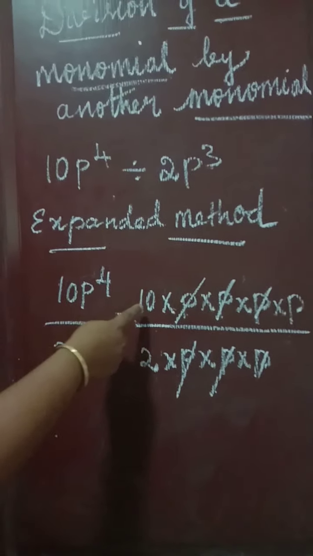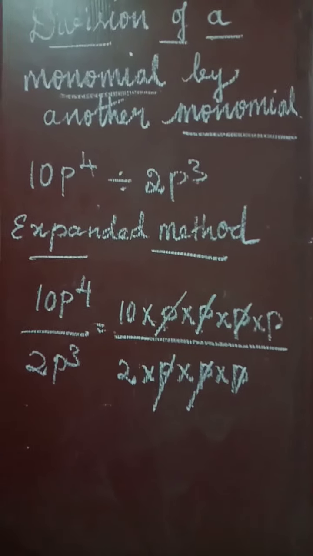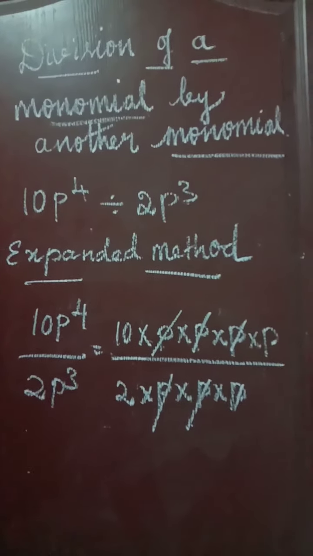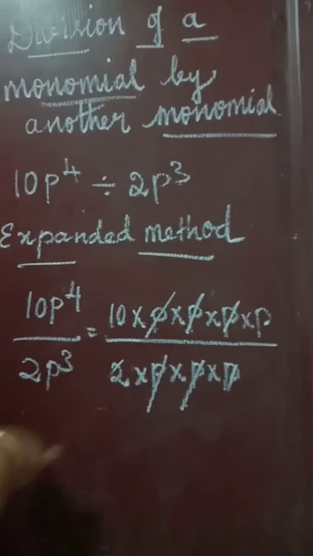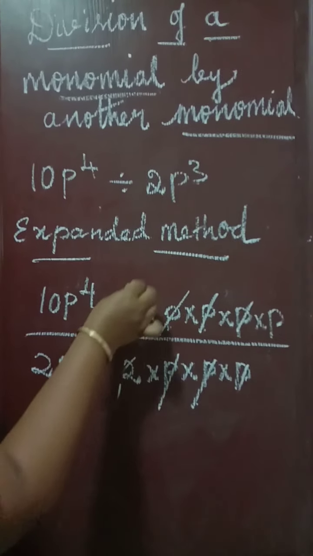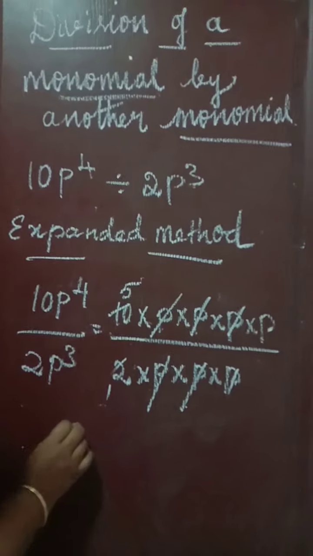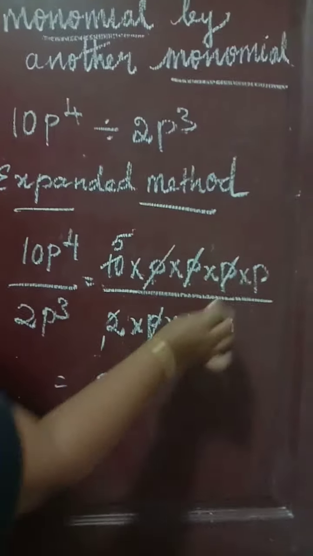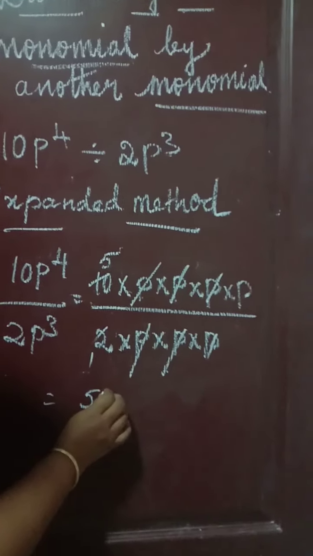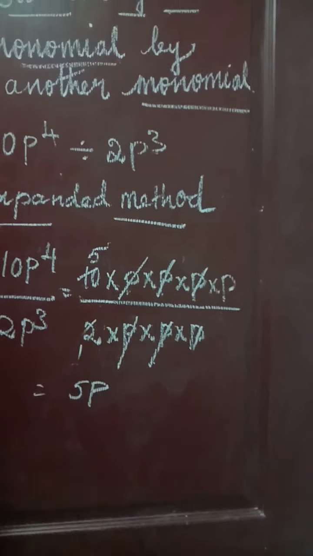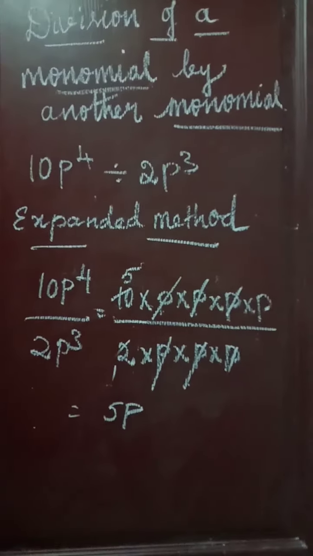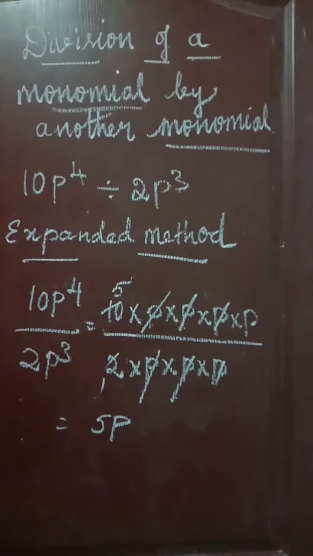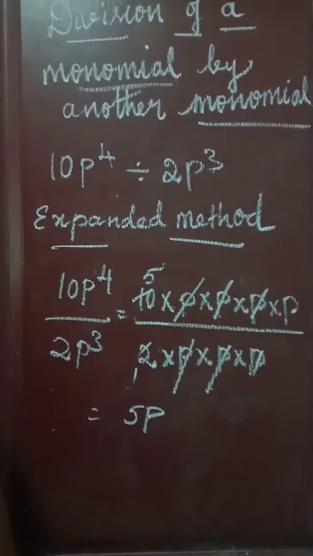So here, listen, 10 divided by 2. How many 2's in 10? Yes, 2 1's are 2, 2 5's are 10. So what is the remaining term? Here 5, here p. So 5 into p, the answer is 5p. This is called the expanded form. Next we see the second method.